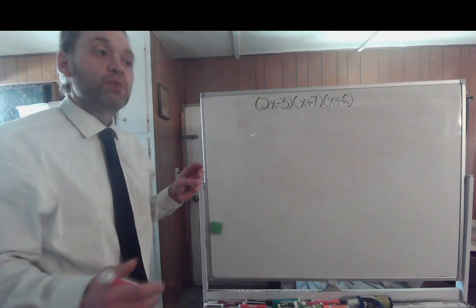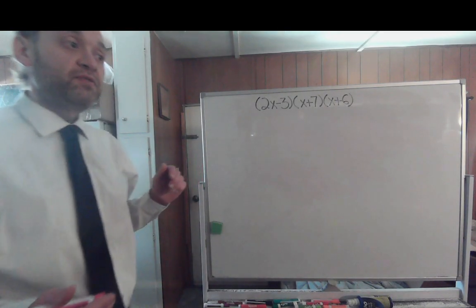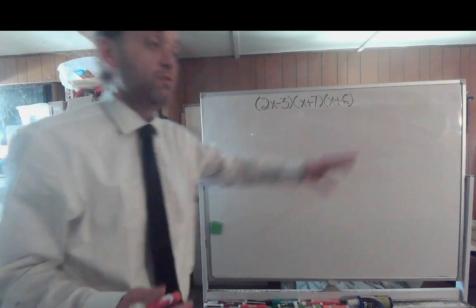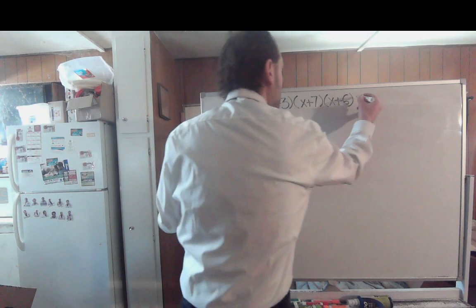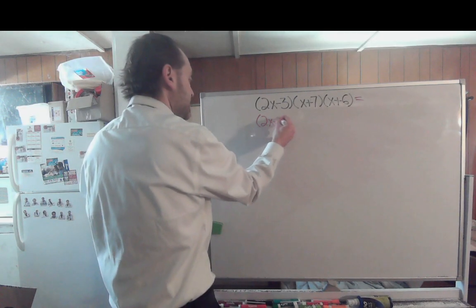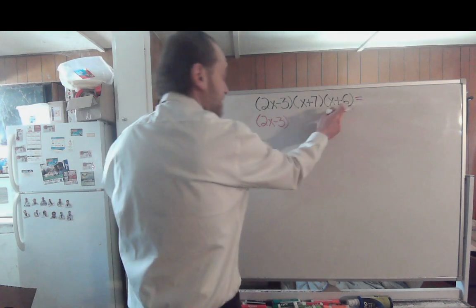Again, when you're confronted with three of them, do yourself a favor. Forget about the first one temporarily. Take care of the right two. FOIL out the right two. So this 2x minus 3 is going to stay the way it is for the time being, but we're going to FOIL out the next two.